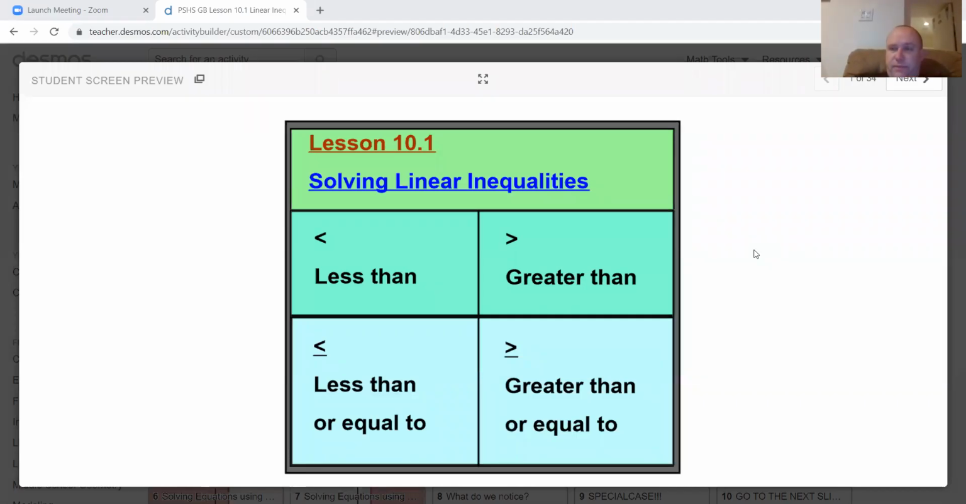Okay, this is the first part of the video tutorial for lesson 10.1, which is going to look at solving linear inequalities. And there's a few different types, so we're just going to go through them. So just remember the different ways we can write these.